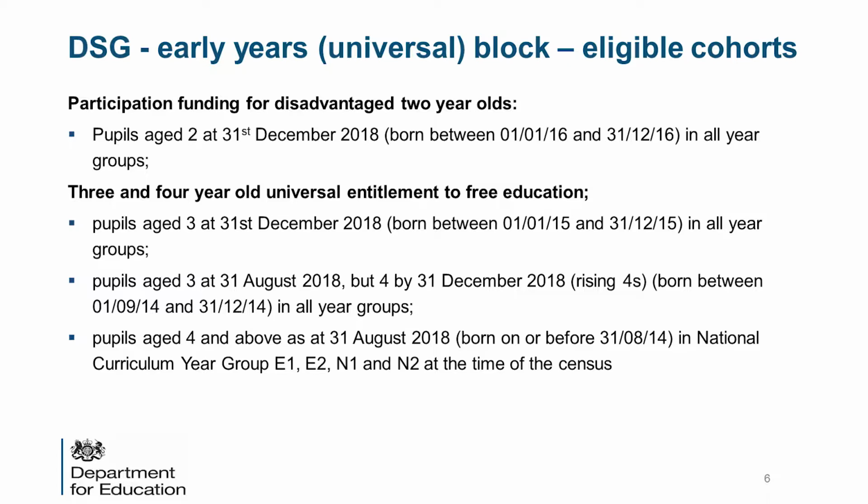A subset of the most disadvantaged 2-year-olds are also entitled to 15 hours of free early education, and this will also be allocated on a participation basis based on the funded hours recorded in the spring school census. Whilst all 2-year-olds on your school roll should be included within your census return, only those funded via the local authority should have funded hours greater than 0.